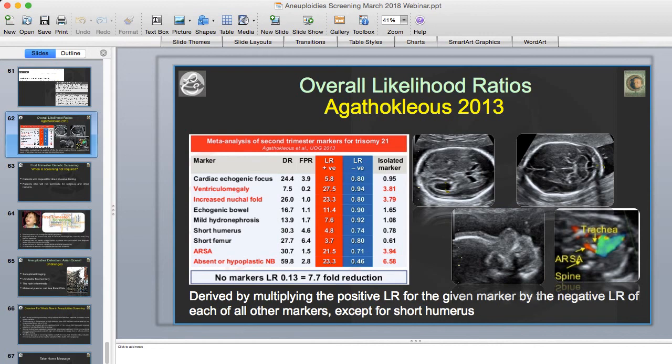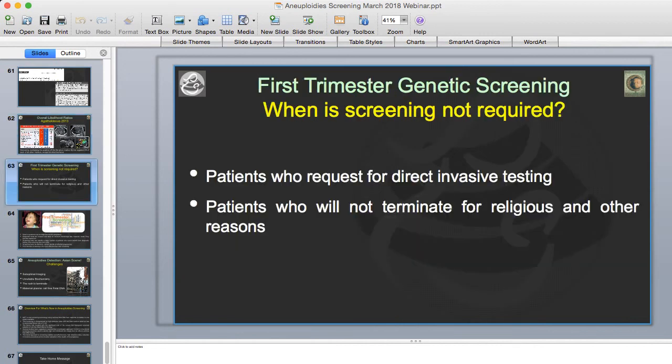Before we close, a few words of wisdom. When is screening not required? Some patients will always request a direct invasive testing. This is usually patients who are relatives of babies of Down syndrome. Or they are just too anxious and they will insist, then they don't require screening. Then there are some patients who will not terminate for religious or other reasons, and therefore screening is not required. You just go ahead and do an anomaly scan, and that also only if they wish to do one.